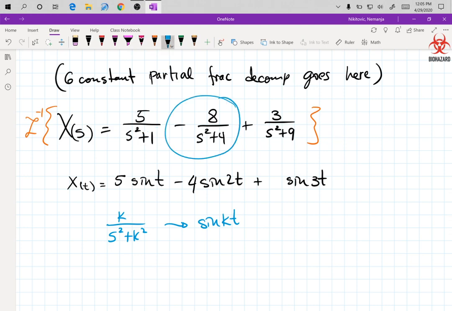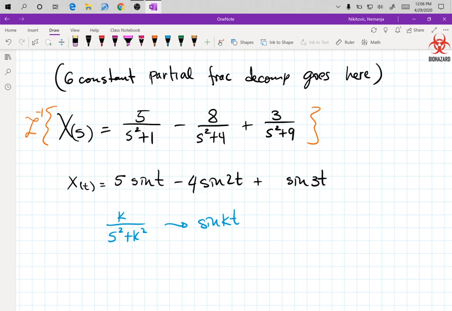Now for this term, your k is 2. So when you plug in k is 2, you get 2 over s squared plus 4. But you also have 8 up there, so there's a 4 times this to give you 8. That's why this is a 4 there. And the last one is just a 3 over s squared plus 9, so the last one is good. All right, cool. We're done with the x.